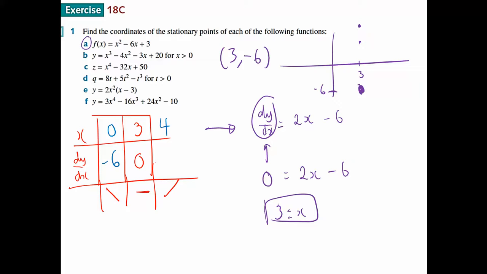So if I test 4, I say, well, what's the gradient when x equals 4? Sub 4 in, 4 times 2 is 8. 8 minus 6 is? 2. Okay. 8 minus 6 is 2. And so if I write it in, gradient is positive 2. And I've shown it. It's got a negative gradient, 0 gradient, positive gradient. Then I can say, I can now say, therefore, we have a local minimum at.